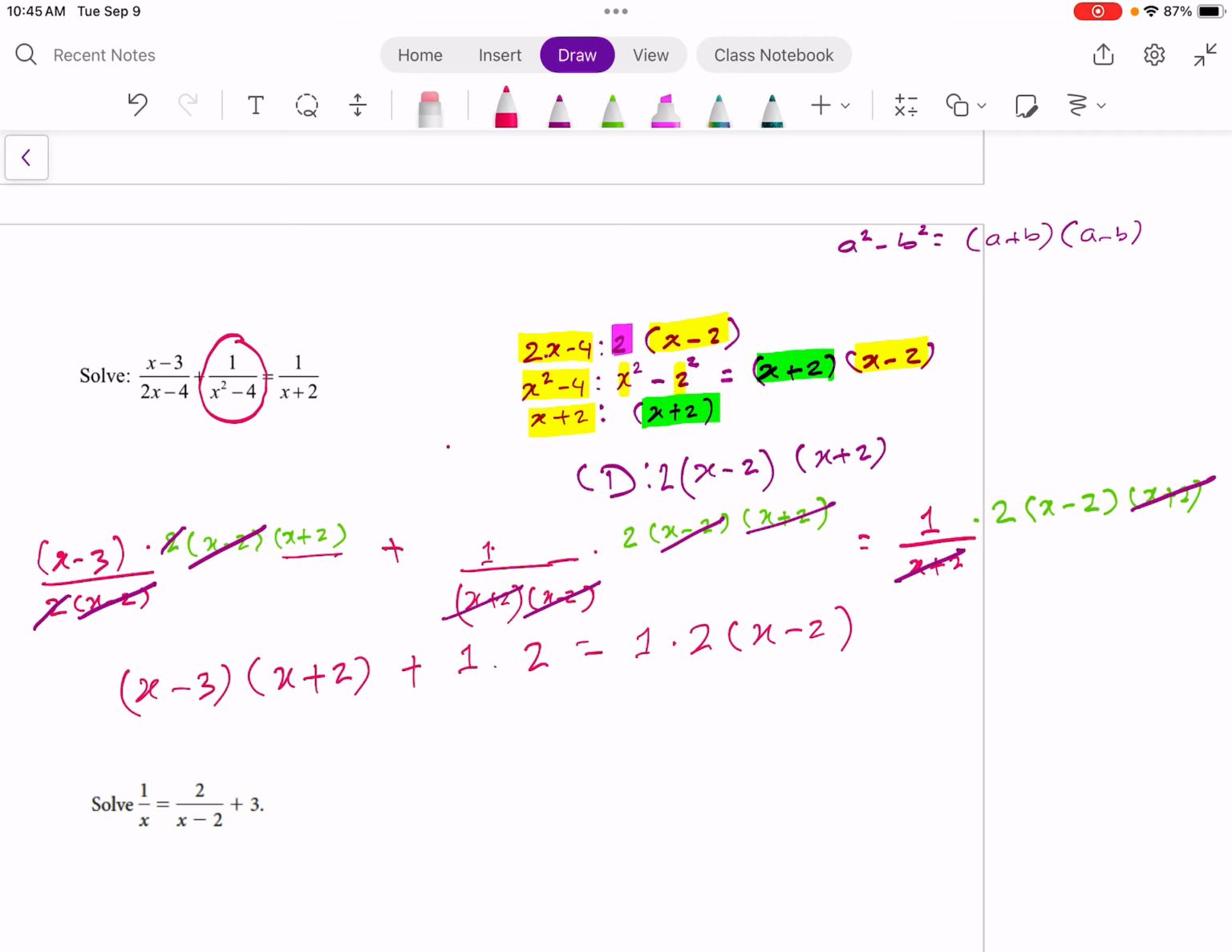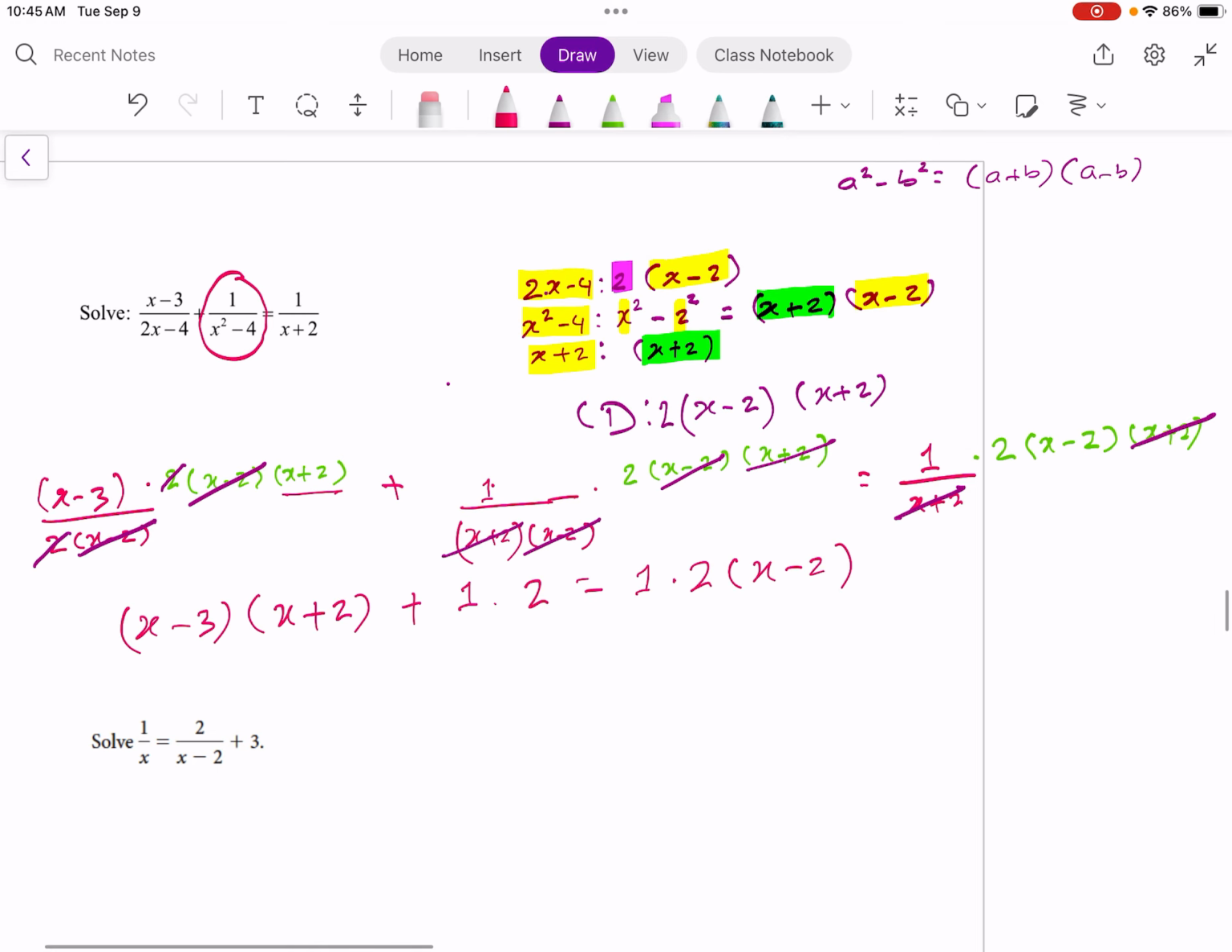Okay, now we are not done. We are trying to solve for x, right? We have to make x by itself on one side. We have so many x here. So let's get rid of parentheses, look for the like terms, collect the x terms together and the constants together, and find the x.